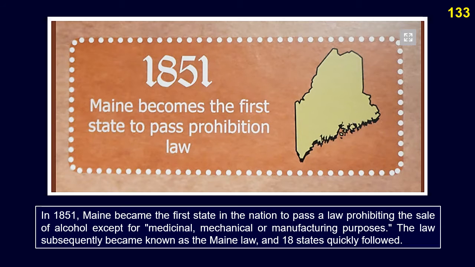In 1851, Maine became the first state in the nation to pass a law prohibiting the sale of alcohol except for medicinal, mechanical or manufacturing purposes. The law subsequently became known as the Maine Law, and 18 states quickly followed.